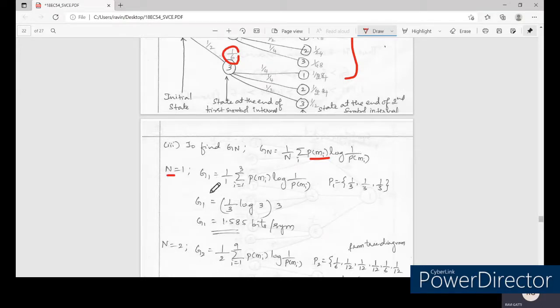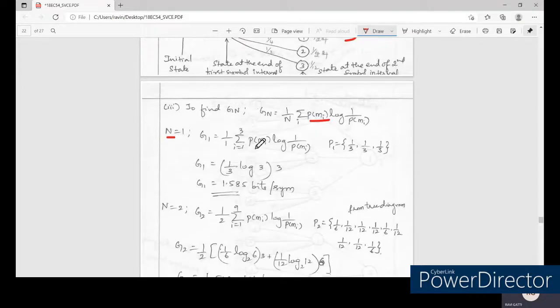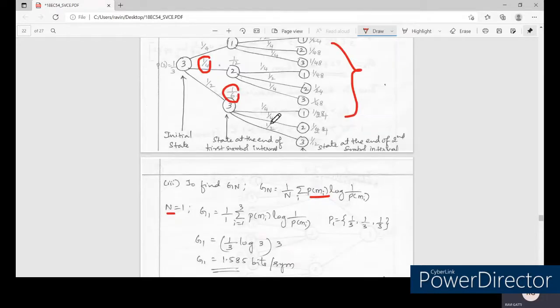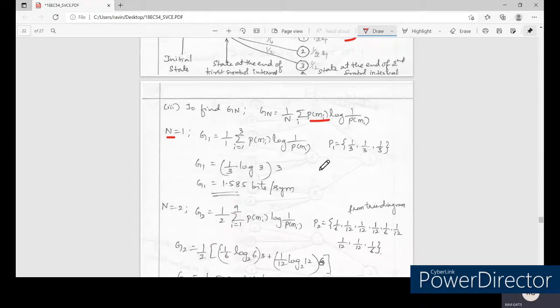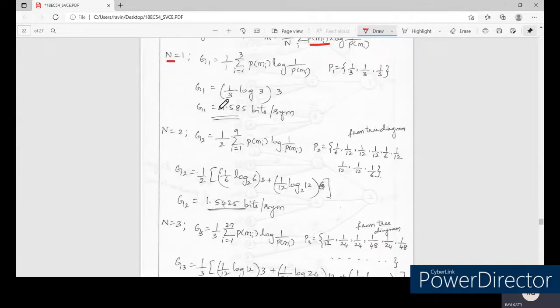So I can calculate G1 as 1 by 1 summation from 1 to 3, because 3 symbols are emitted from each state. So you can calculate it as summation Pmi log 1 by Pmi. So what is this Pmi? You'll get 1 by 3 log of 3. Therefore we can calculate G1 as 1.585 bits per symbol.